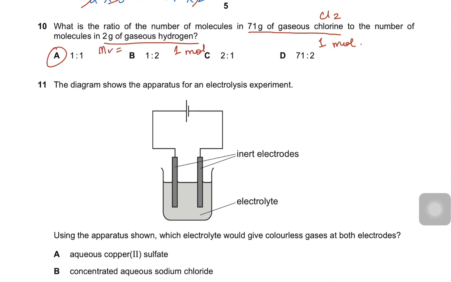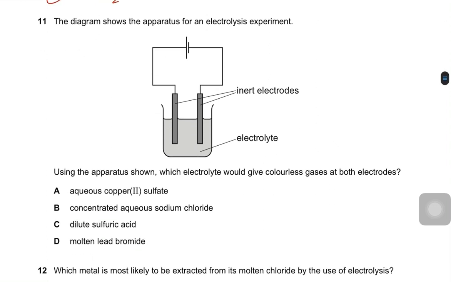For hydrogen, the Mr is 2. For chlorine, the Mr is 71. So 10 is going to be A. The diagram shows the apparatus for an electrolysis experiment. Using the apparatus shown, which electrolyte would give colorless gases at both electrodes?